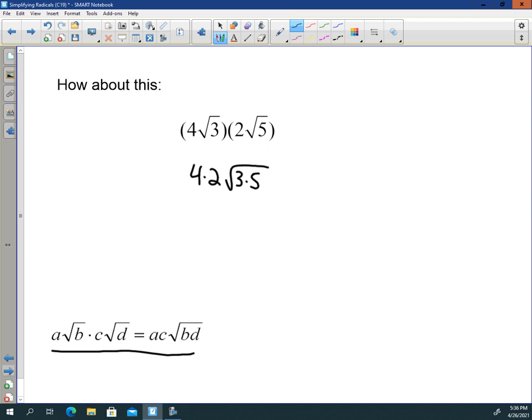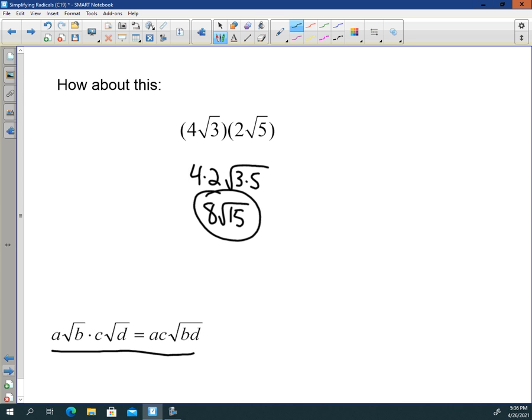And now we know that we have 4 times 2, which is 8 here, times the square root of 3 times 5, which is 15 there. And that is your answer. Now, 8 times the square root of 15 might be a number that kind of freaks you out right now.